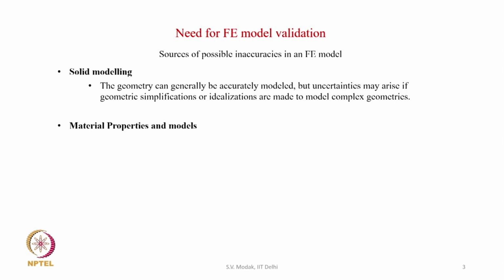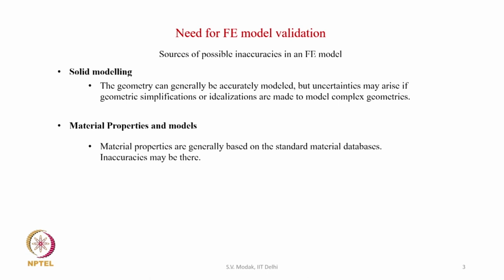Now inaccuracies may also be associated with the material properties that are used and models of, let us say, various joints which are there in the system. There may be inaccuracies associated with those models. So material properties are generally based on standard material databases, and inaccuracies may be there because the actual material properties may have some deviation from the standard values. In some cases the material properties might not be correctly known and some approximations may be used. So that again may be a source of inaccuracy in the material properties that are used, and material properties strongly affect the predictions of the model.